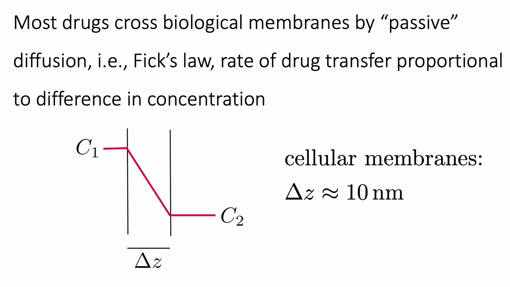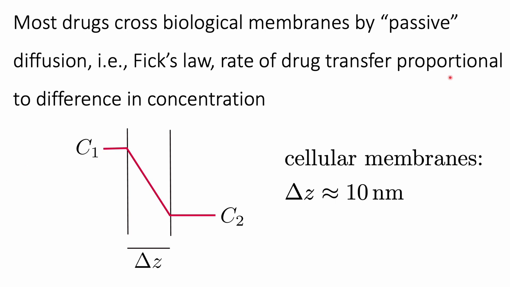Most drugs go across biological membranes by what biologists refer to as passive diffusion. That means diffusion satisfying Fick's first law. You know, there are other kinds of diffusion through a membrane. For example, the drug may be carried by a carrier across the membrane, or it may actually react with some of the fluids inside the membrane.